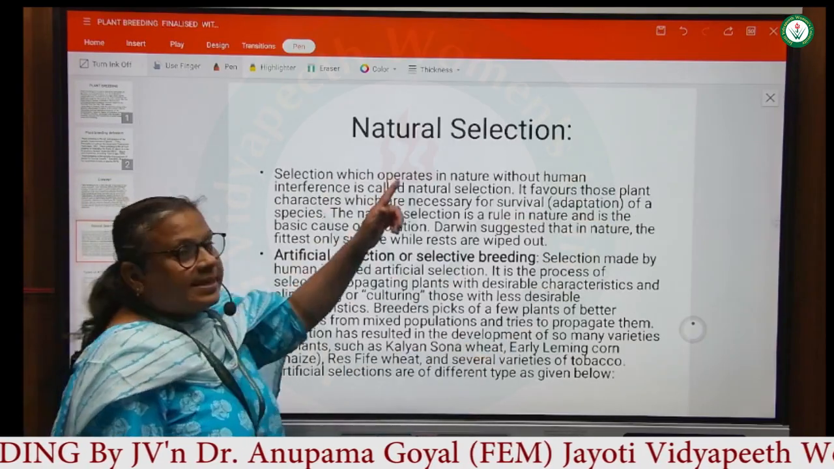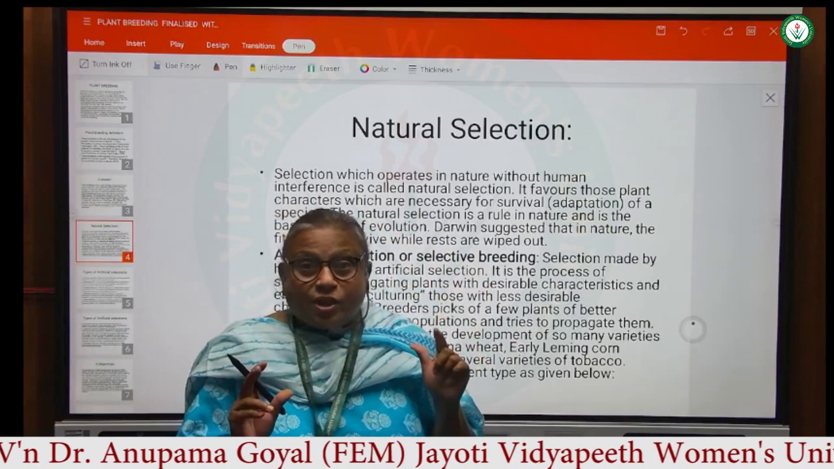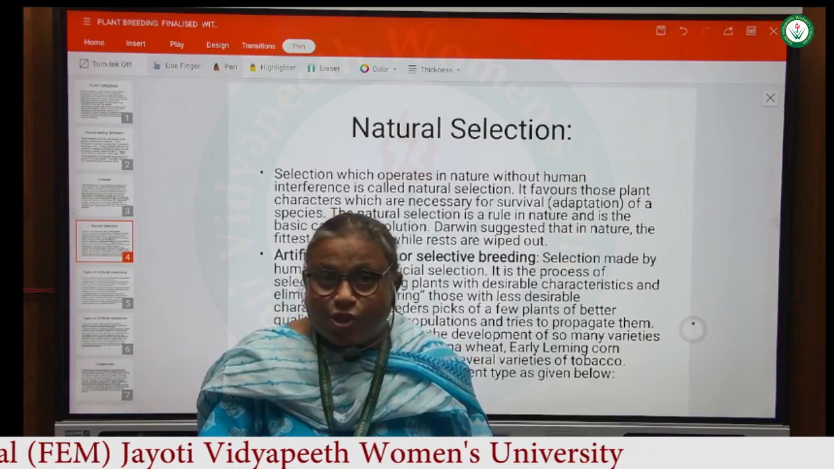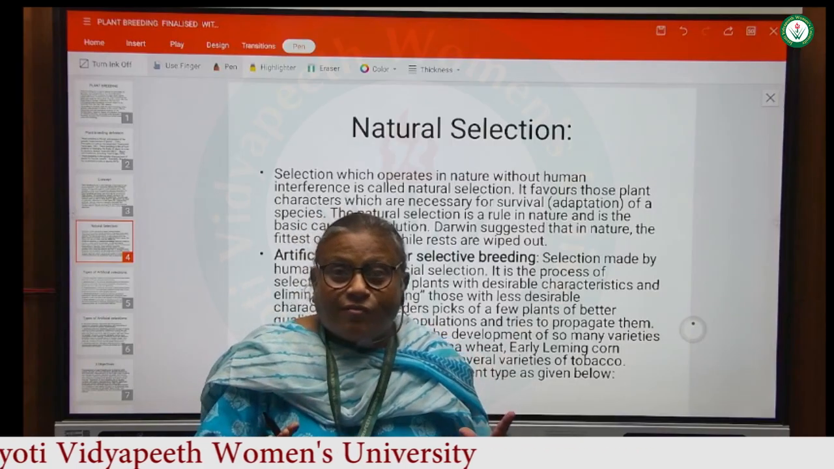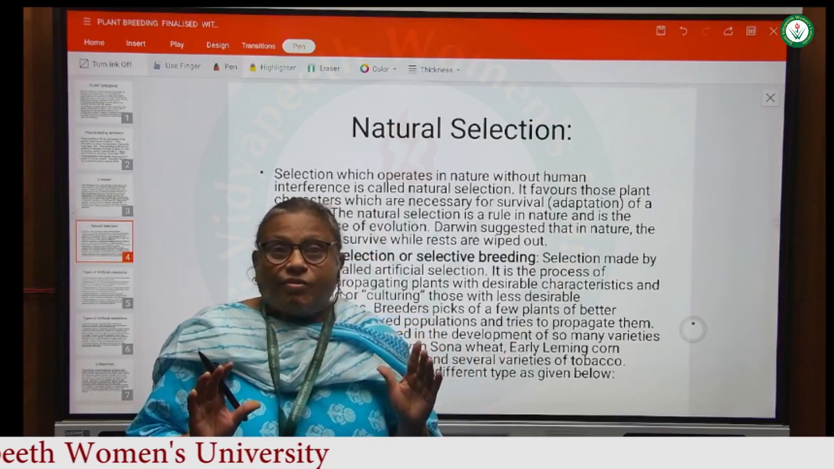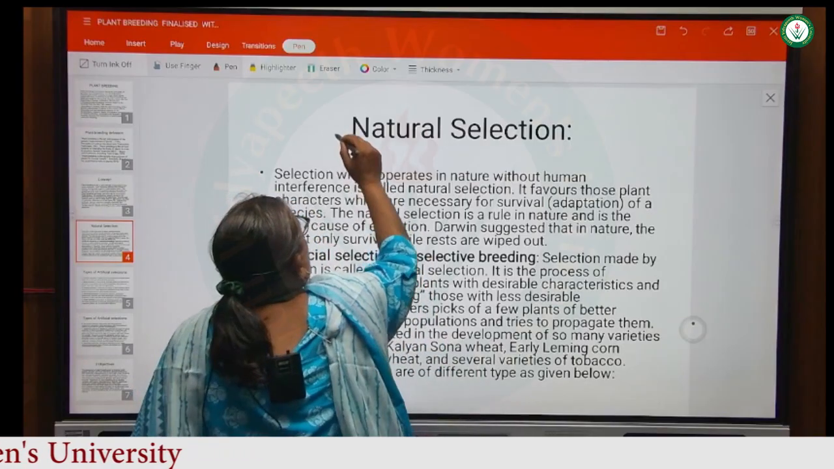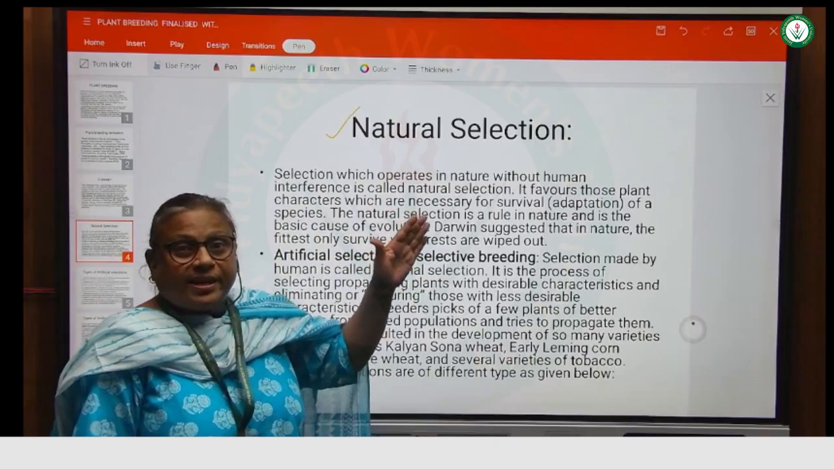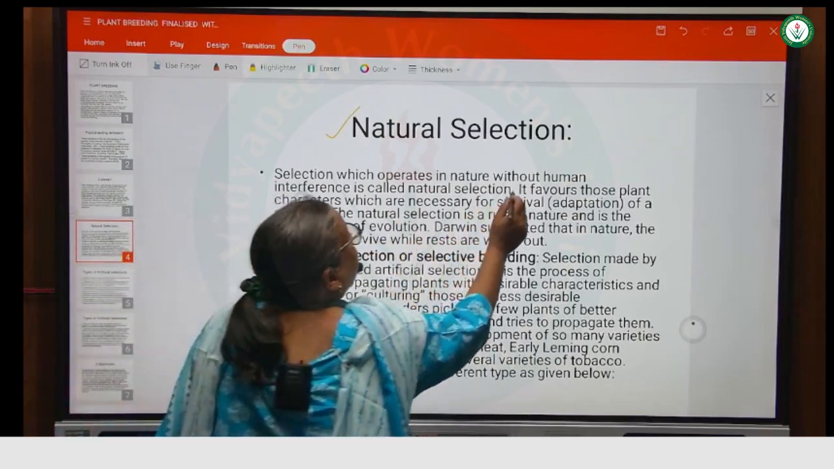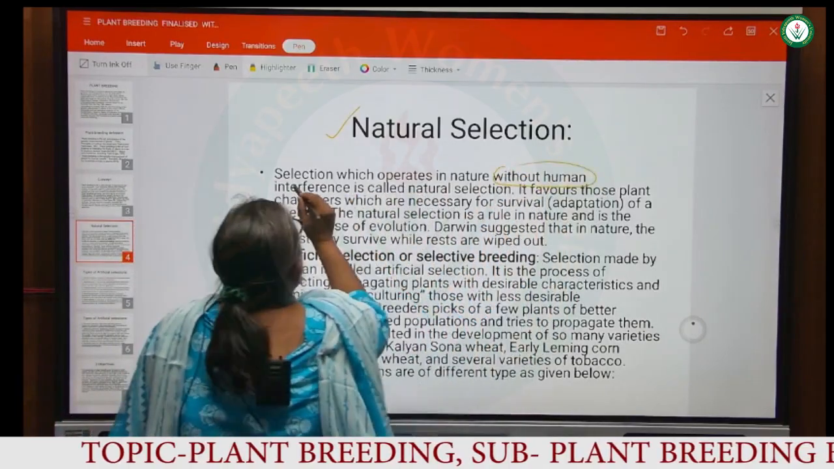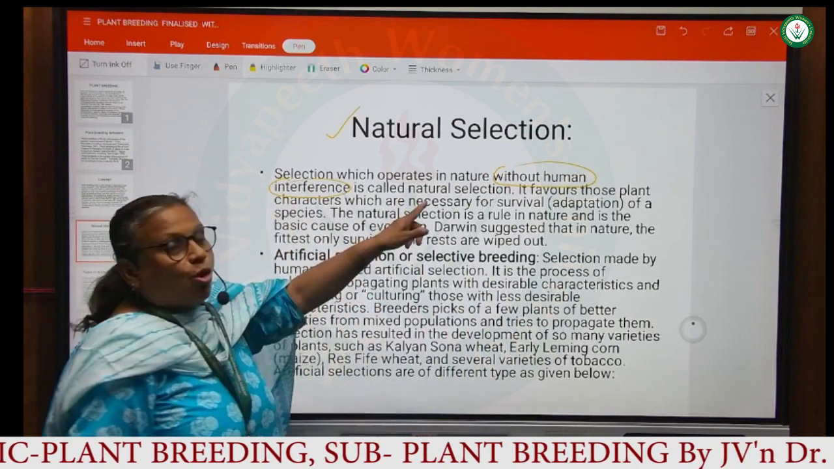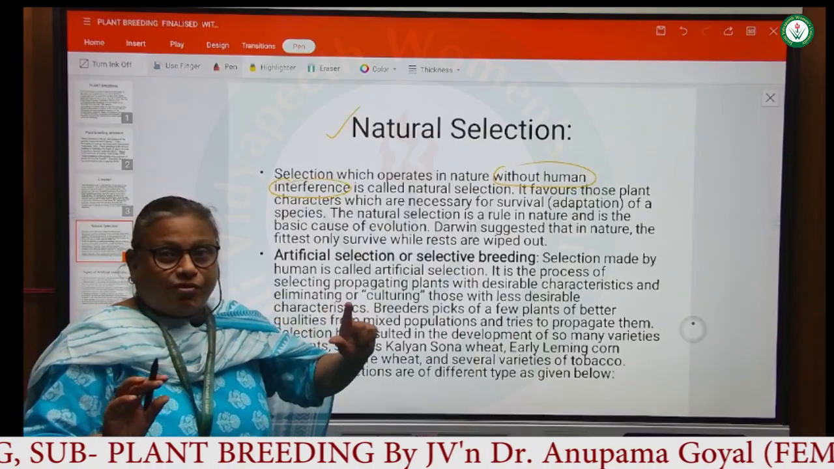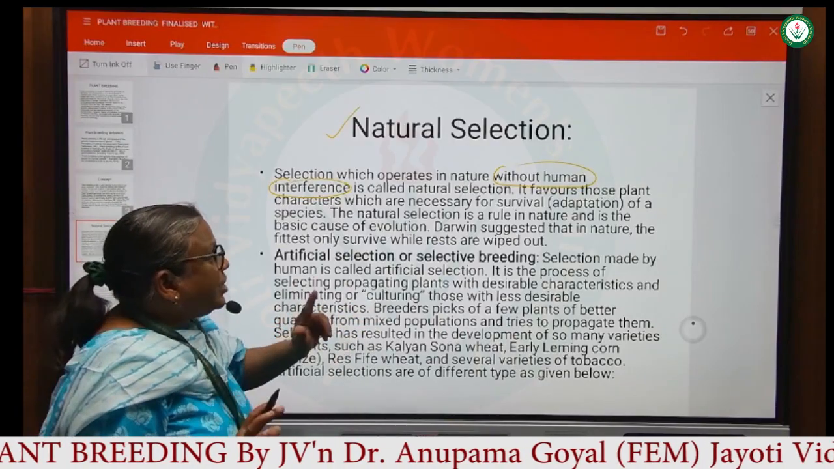Now, what is natural selection? I have just told you selection is of two types, natural selection as well as artificial selection. So, I will first of all talk about natural selection. Selection which operates in nature without human interference is called natural selection. There is no human interference in natural selection.